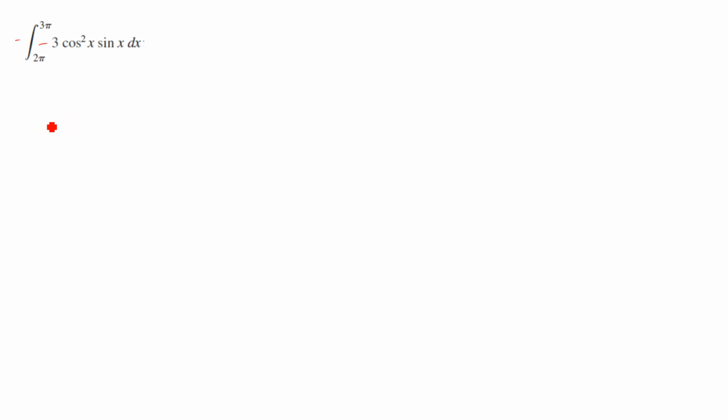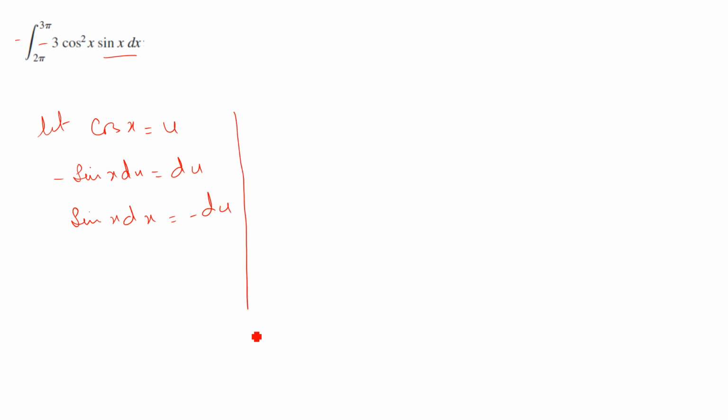So let's make a substitution. Let cos x be u. Then the differential of this function, minus sin x dx, is du. So sin x dx is minus du. We don't need to introduce the negative sign separately, it will be automatically negative. Now the limits.